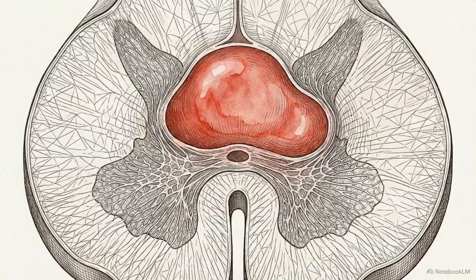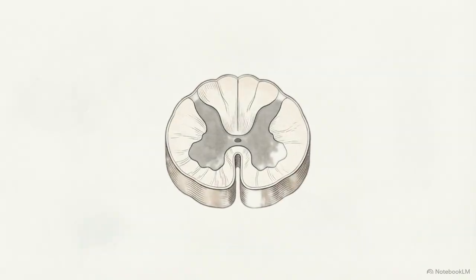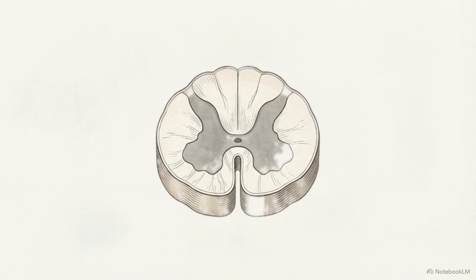To solve the mystery of why touch is spared while pain is lost, we have to look at the microscopic geography of these nerve fibers. The signals for fine touch and vibration travel up the very back edge of the spinal cord in bundles called the posterior columns. They are tucked safely away from the center.